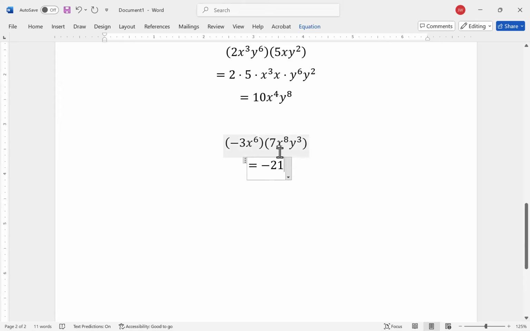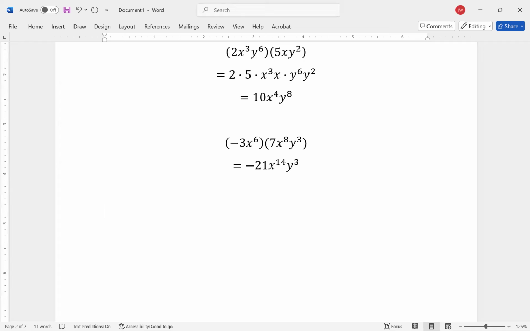X to the 6th times x to the 8th. That's going to give us an x to the 14th. And then there's no y here, but there's a y to the third there, so we just end up with a y to the third. So -21 x to the 14th y to the third is the final answer.